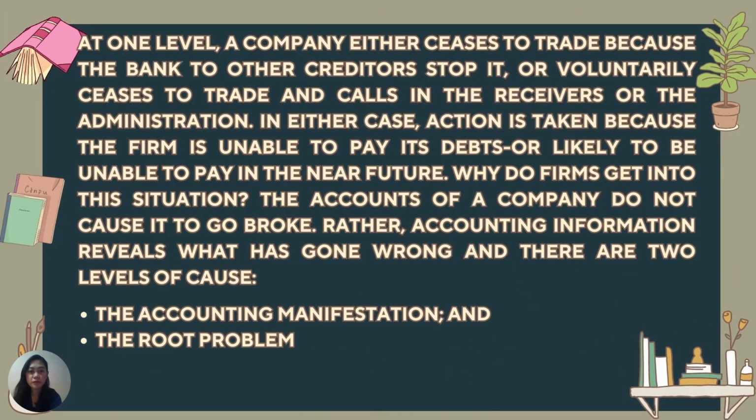Next is: why do companies go broke? At one level, a company either ceases to trade because the bank or other creditors stop it, or voluntarily ceases to trade and calls in the receivers or the administration. In either case, action is taken because the firm is unable to pay its debts or likely to be unable to pay in the near future. Why do firms get into this situation? The accounts of a company do not cause it to go broke. Rather, accounting information reveals what has gone wrong, and there are two levels of cause: the accounting manifestation and the root problem.